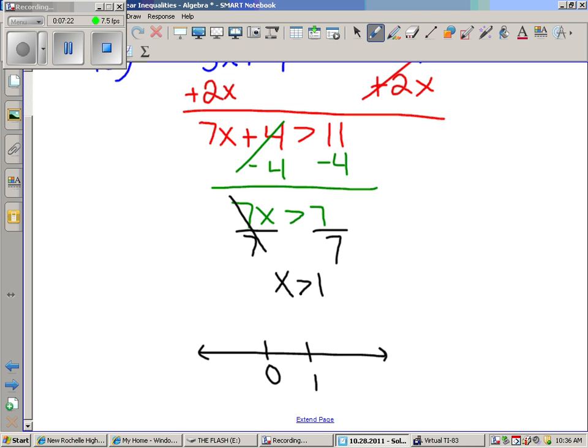Tyrena, can you finish it off for me? Is there open or closed circle? And which way are we going? To the window or to the wall? To the wall. Great job.